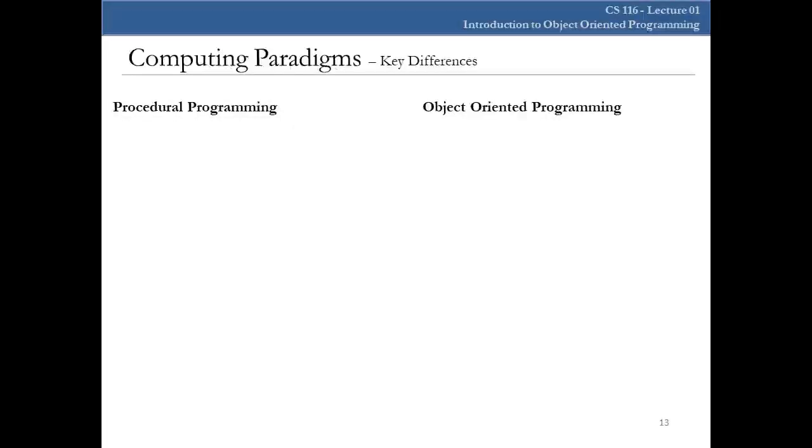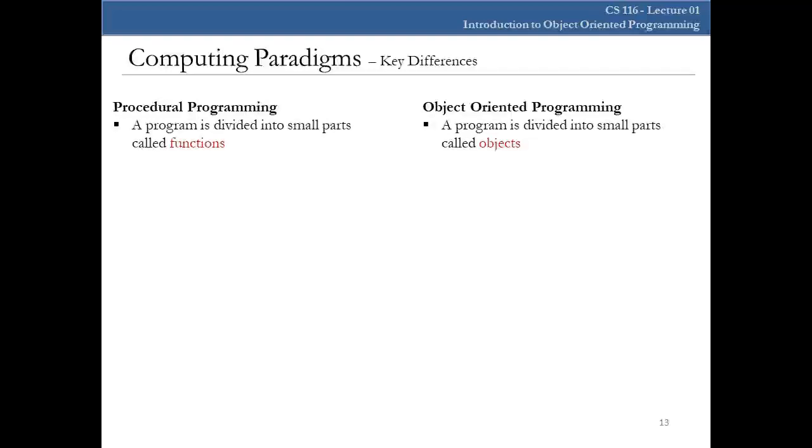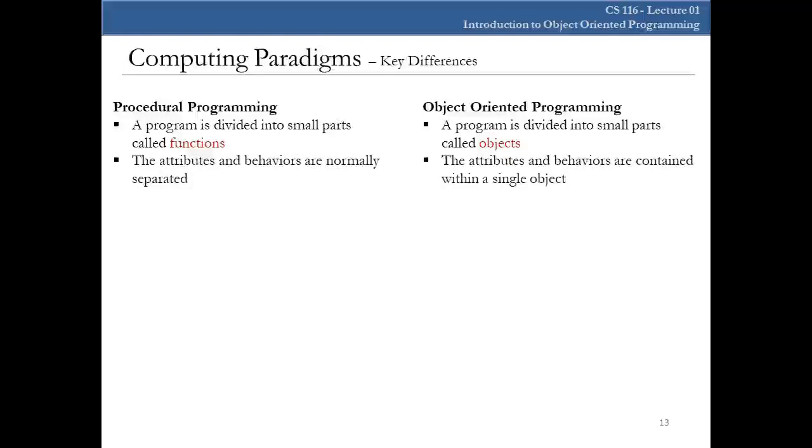Let us now compare these two paradigms side by side. What we have seen up till now is that in procedural programming, the problem is divided into functions, whereas in object oriented programming we start by developing objects. The second point which we saw was that in procedural programming, attributes and behaviors are kept separate. There is no way to tell if a data item is linked with a function. The machine cannot tell that.